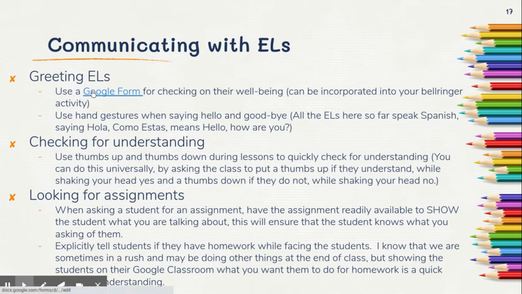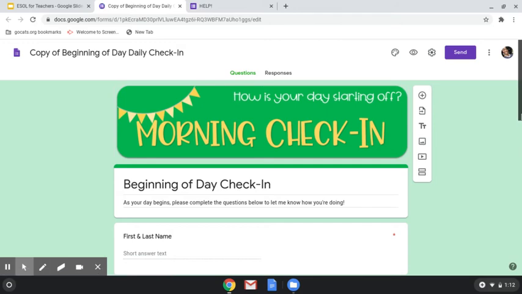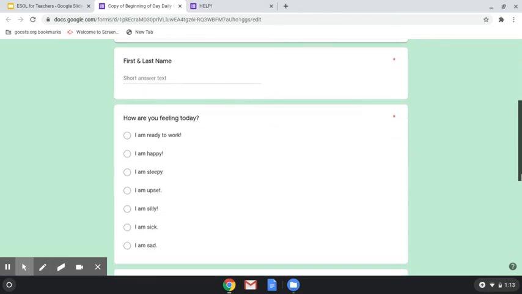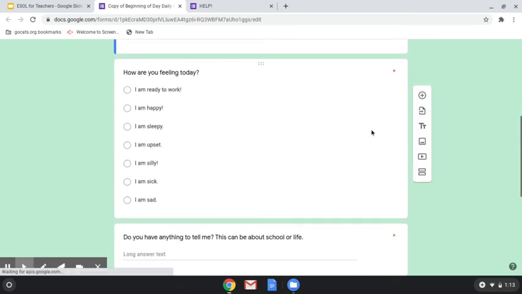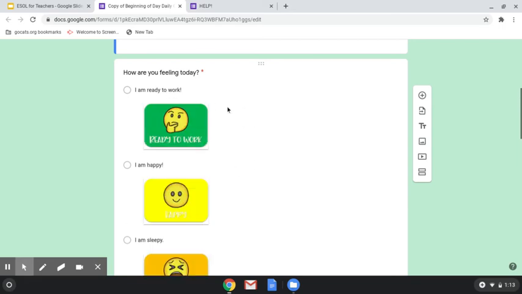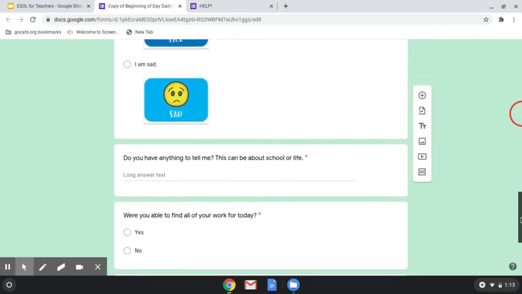This Google form is an example of what someone else is doing. You don't have to do it like this, but I wanted to give you an idea of what this may look like. This particular person, probably in an elementary school, does a beginning of the day check-in. They just ask for the student's first and last name and how they're feeling, and for how they're feeling, they have some images here: ready to work, happy, sad, sleepy, whatever it is. And then it goes on to ask if there is anything else they need to tell them. This can be about school or life.